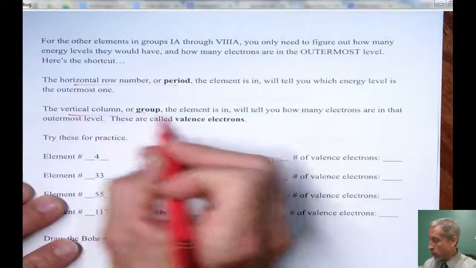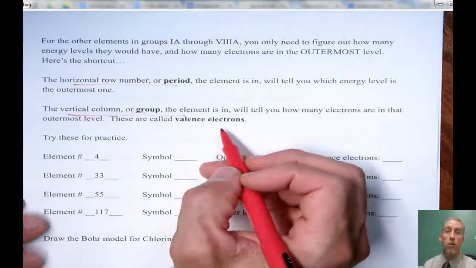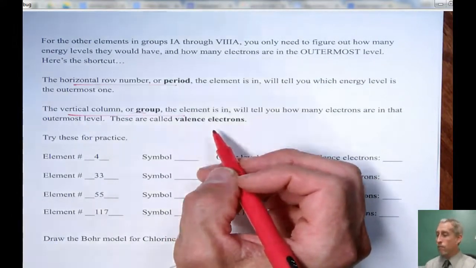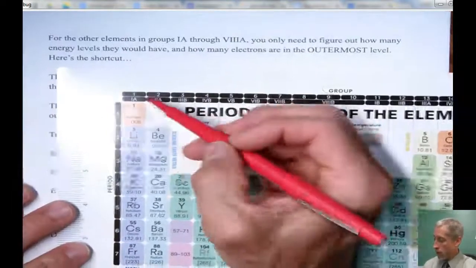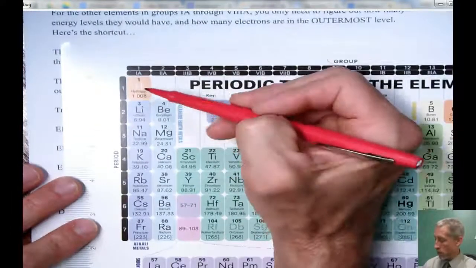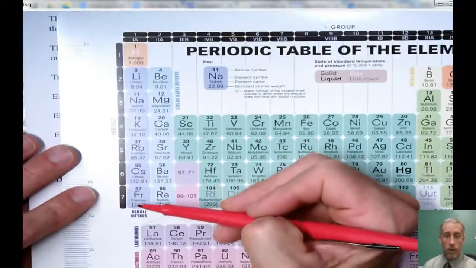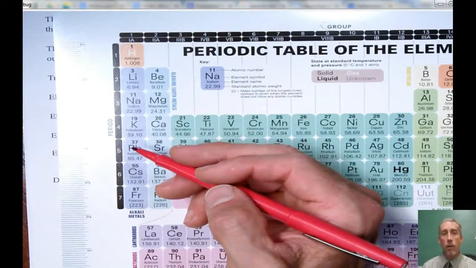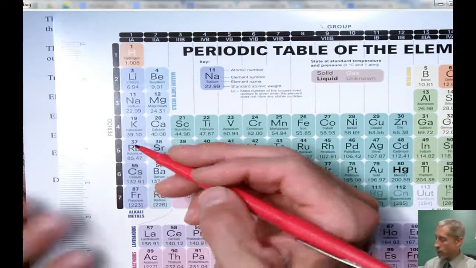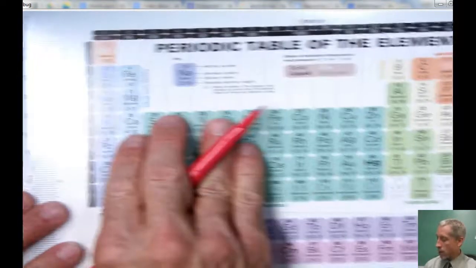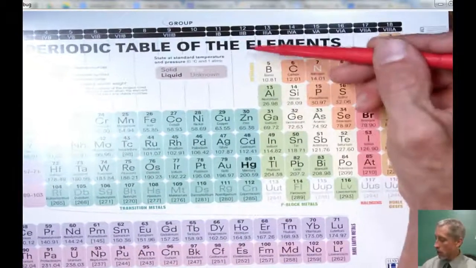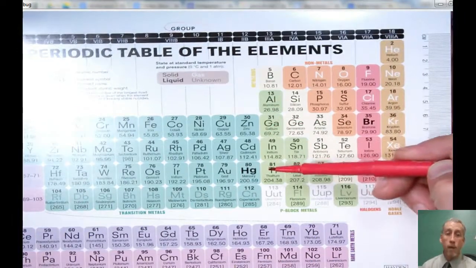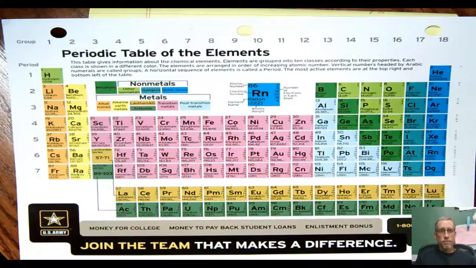But the group, or the vertical column that it's in, tells you how many electrons will be in the outer energy level. So if you look at the group 1A elements, starting with hydrogen all the way down through francium, they all have 1 electron in their outermost energy level. And that's true for 2A, and then again, we'll skip the transitions, and then in group 3A, starting here with boron on down, those all have 3 electrons in their outer energy level.